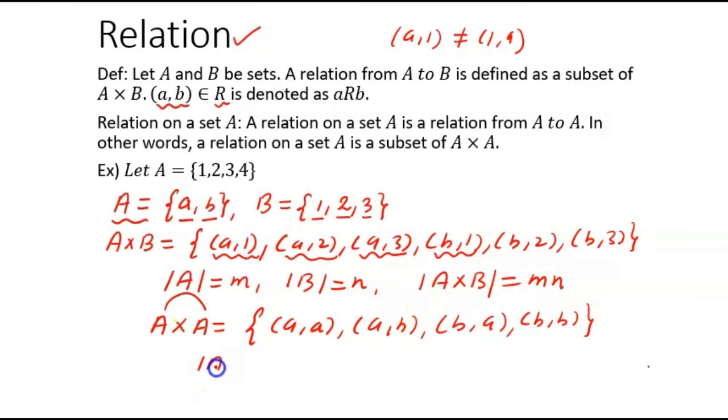So if the number of elements in A is equal to n, then the number of elements in the Cartesian product of A and A will be n into n, that is n square. To understand it better, I want to highlight 2-3 points. The first point: our focus will be more on relations on a set. Suppose I take a set A with n elements, then the number of elements in A cross A, as we have just seen, is n square.